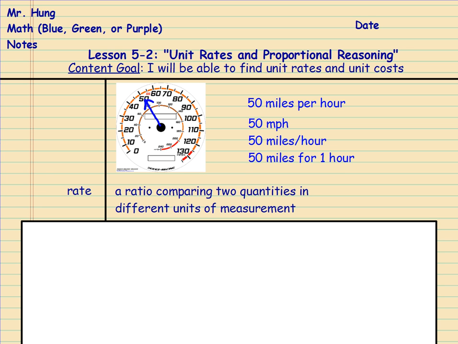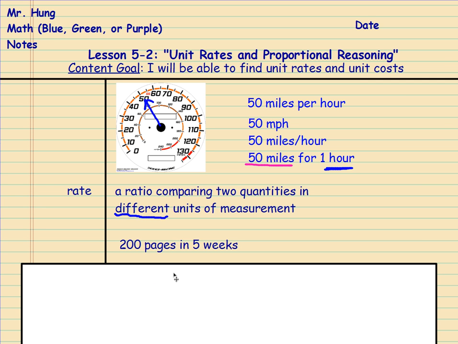Let me underline that. This is the first unit, and this is our second unit of measurement. Now it's comparing two different units of measurement. And any ratio, and remember a ratio is just a comparison with different units, that's called a rate.